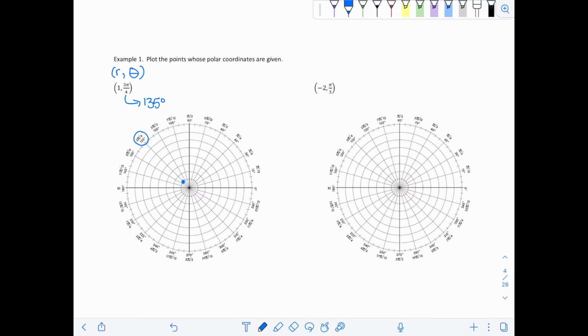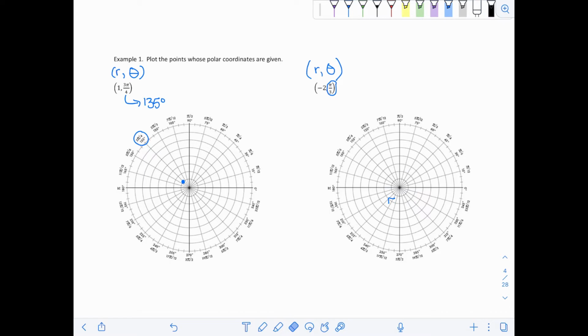Okay, for the other one, we've got a negative value. When we're graphing polar points, if the angle is negative, that means the same thing as if we were graphing an angle in standard position. A positive angle measurement means we rotate in the counterclockwise direction, whereas a negative angle means to rotate in the clockwise direction. Radius being negative is a little different.